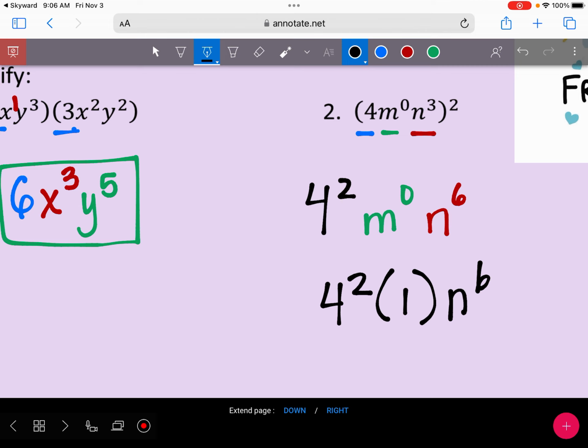Okay. All right, so let's go ahead. What is 4 squared times 1? 16 n to the 6. And that would be your answer. All right, any questions about that?